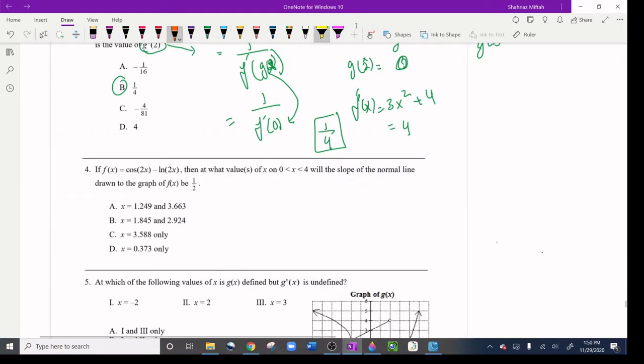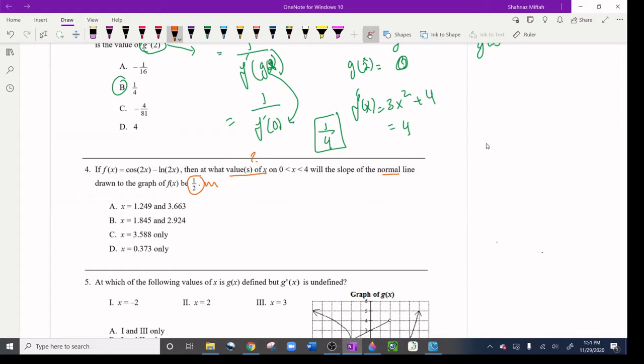Question number 4. It says if f of x is cosine 2x minus ln 2x, then at which values of x, which means I'm looking for x between 0 and 4, will the slope of the normal line drawn to the graph of f of x be half? So that's the slope of the normal line. Now you can see this is a function that I cannot change to y equals mx plus b or anything. So slope means I have to take a derivative of this, and this is just the original f of x. So when the normal line is given, then you can easily figure it out.